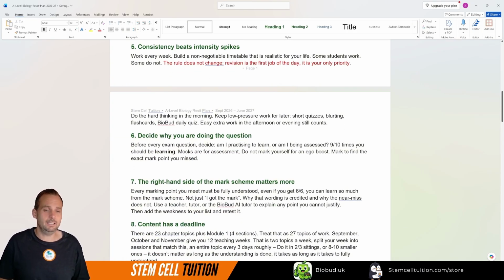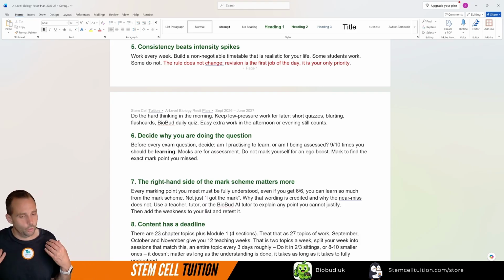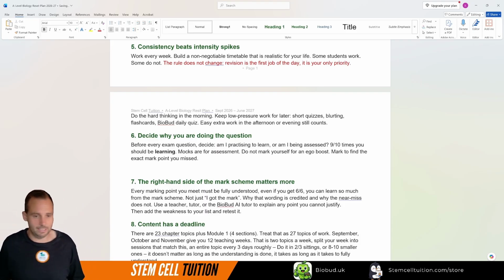Consistency beats intensity. I've seen in the past with research students say, oh, I'm going to work until January. From January, I'm going to go all in on biology. Almost always those students didn't get anywhere. So a little bit every week is what I suggest. I'll give you a plan in a minute.